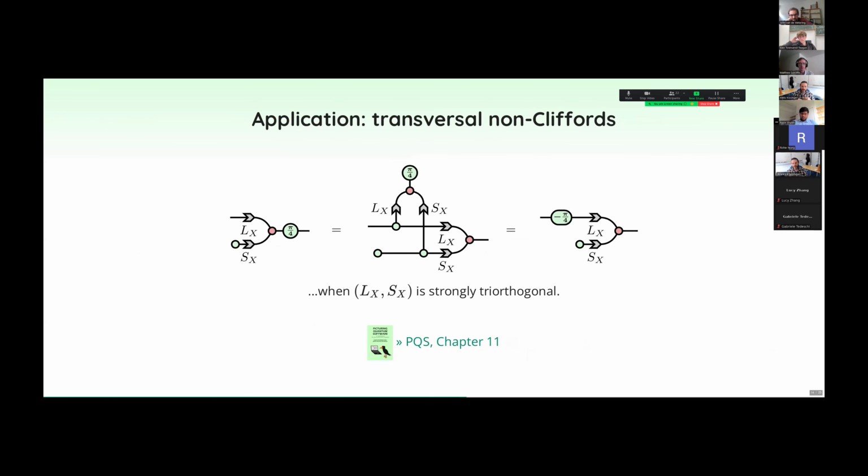You can also use this kind of notation to talk about transversal non-Clifford gates. The only difference here is this equation here is hiding a spider nest identity. So you might not recognize it in this kind of shape, but if you know about these things, this is in fact a spider nest identity coming from the fact that you have what's called a tri-orthogonal code, which are the kinds of codes that have transversal T-gates.